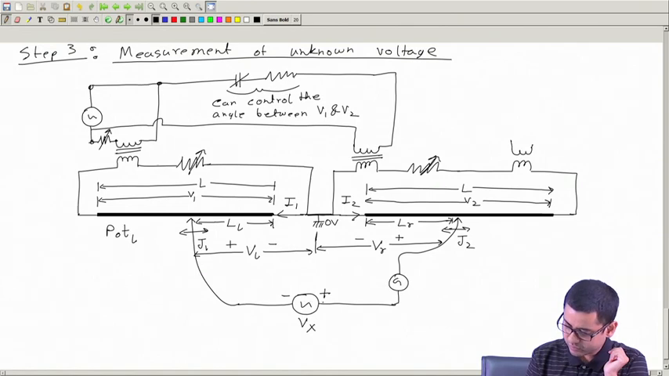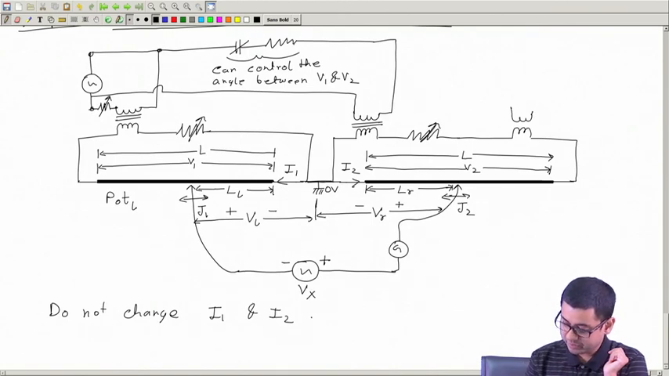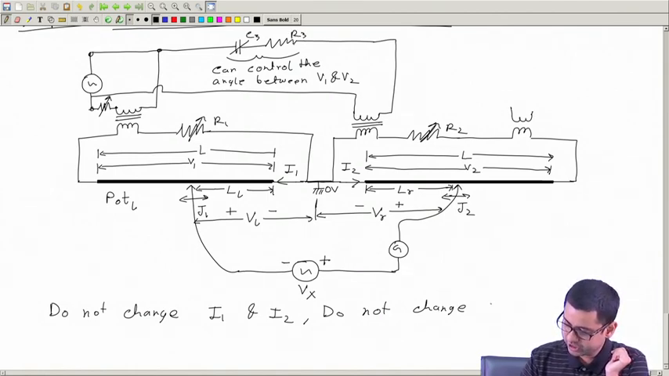And now we'll connect the Vx, and we'll have two jockeys. So do not change I1 and I2. That means do not change anything. So this is R1, this is R2, C3, R3. Do not change any of this: R1, R2, R3, or C3.